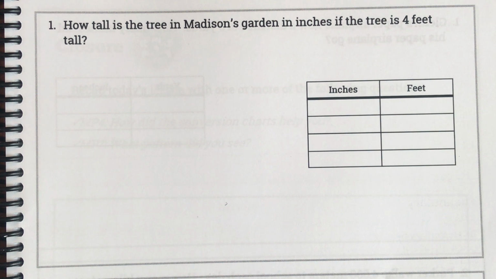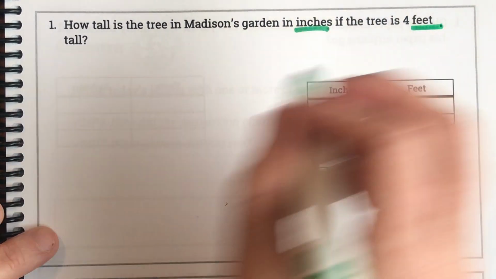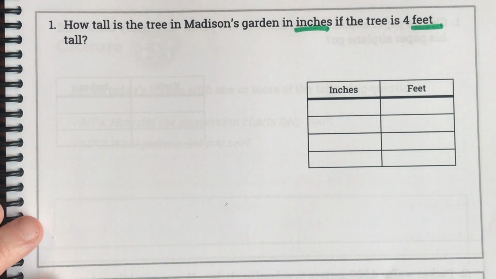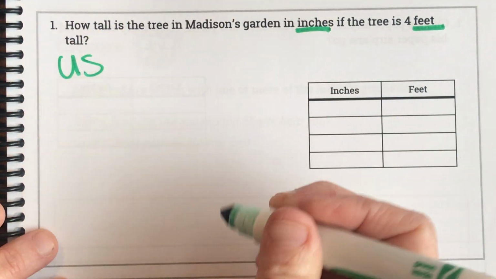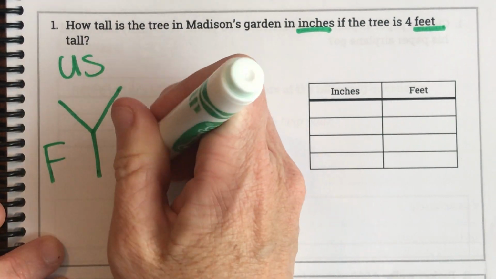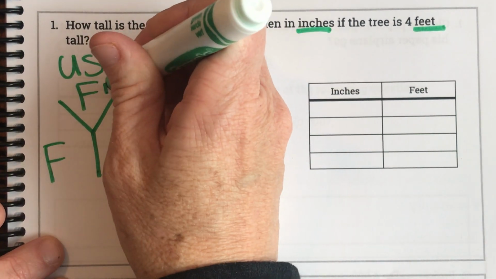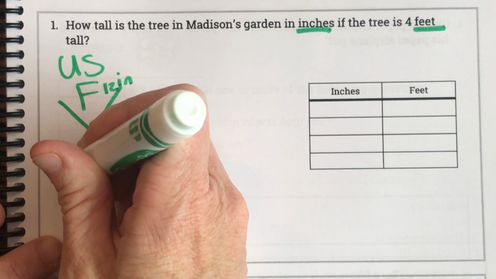Our first one says, how tall is the tree in Madison's garden in inches if the tree is 4 feet tall? Okay, well, step 1 says, am I using what system? Well, I see inches and feet. That is the US system. I might draw my picture to help me. 1 yard equals 3 feet, and each foot has 12 inches in it.